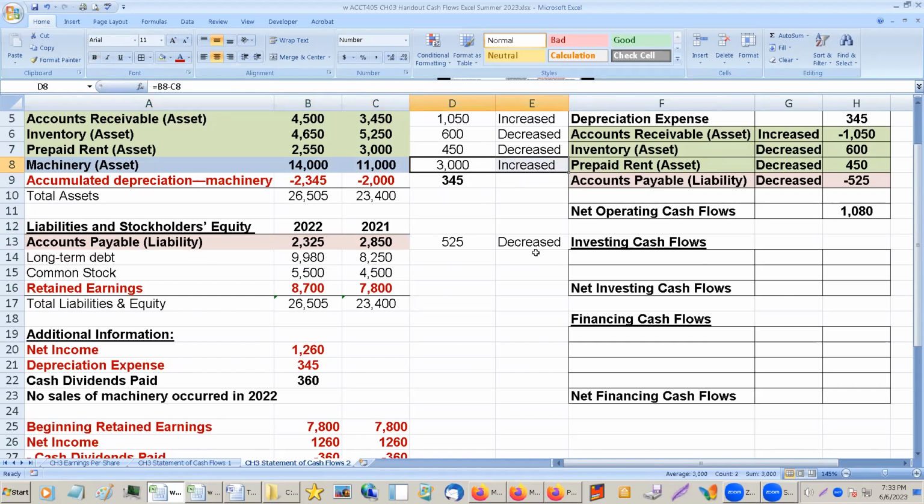Okay, so this machinery went from 11,000 to 14,000, so it increased. So what happened with the cash? Did it go up or down? We got more assets now. You can go up here and look and see what happens. So this went up, so cash went down. We must have paid another $3,000 for it.